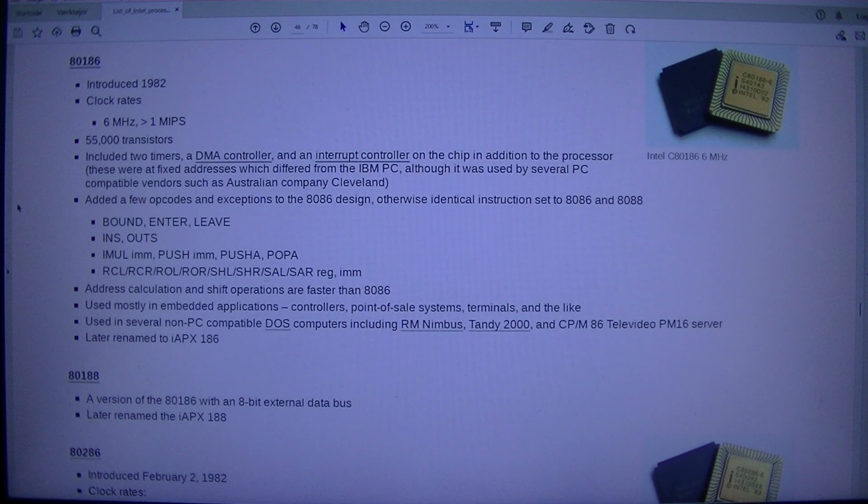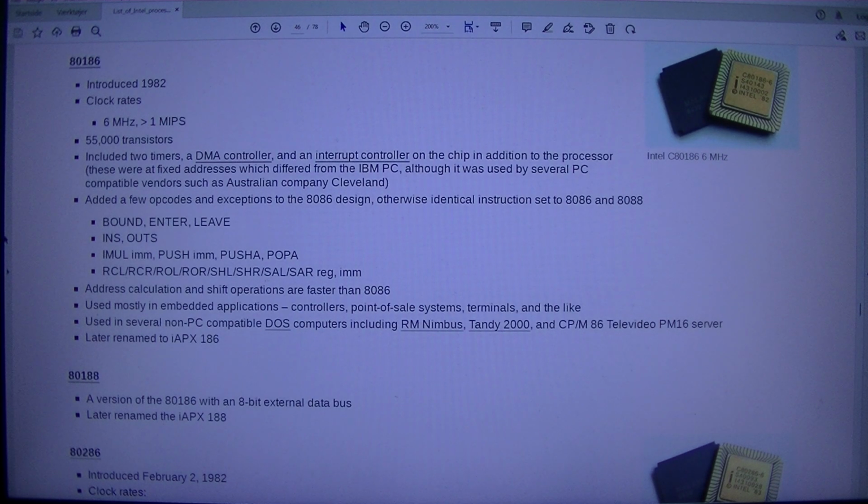INS, OUTS, IMUL, PUSH, PUSHA, POPA. RCL/RCR/ROL/ROR/SHL/SHR/SAL/SAR reg, imm. Address calculation and shift operations are faster than 8086. Used mostly in embedded applications, controllers, point-of-sale systems, terminals, and the like.